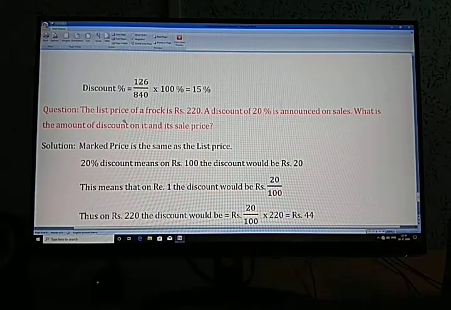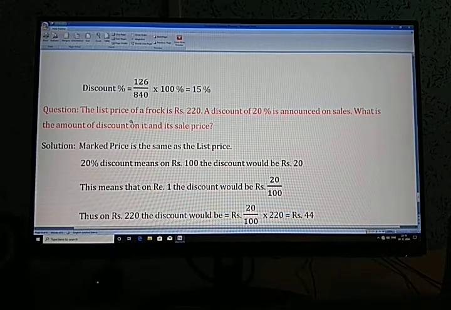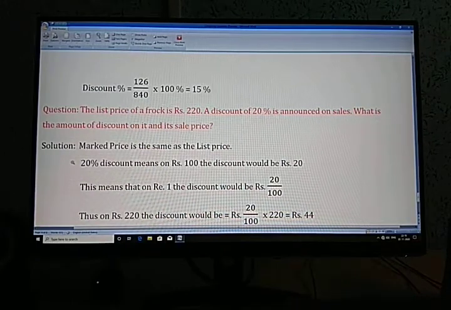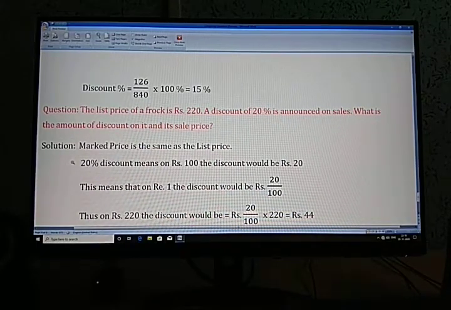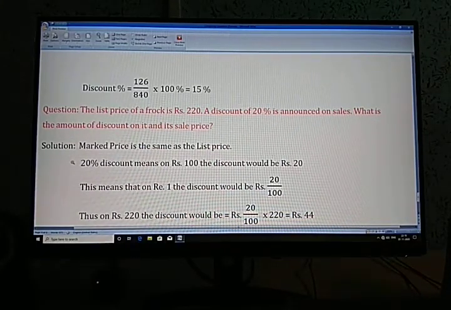Sometimes the marked price is also called the list price. It is the same thing, so nothing to be confused about. List price and marked price are the same thing. Now, 20% discount is given on a frock whose marked price, or list price, is 220 rupees.